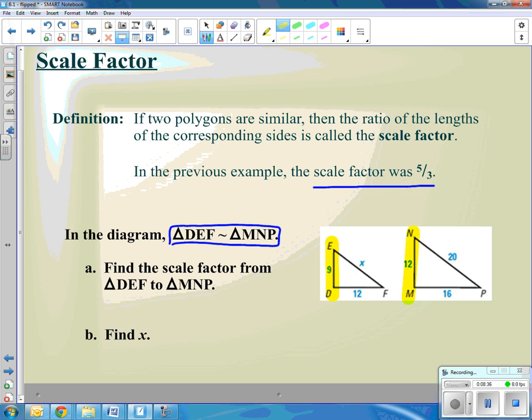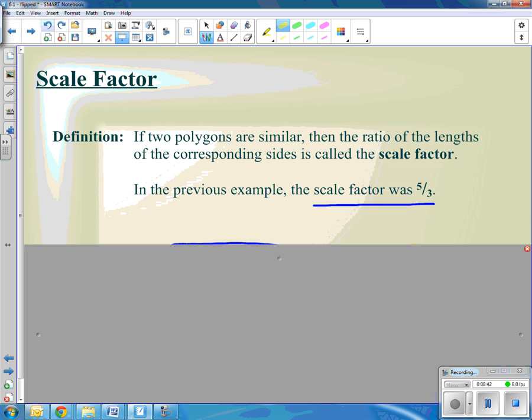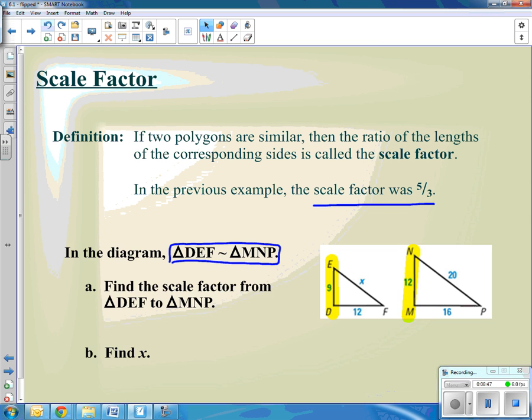So I'm going to use those 2 sides to come up with the scale factor. Let me get that back up here. Okay, so taking a look, I'm going to set that ratio up. So DEF to MNP is side DE to MN, which is 9 to 12, which gives me a scale factor of 3/4 when I simplify that.